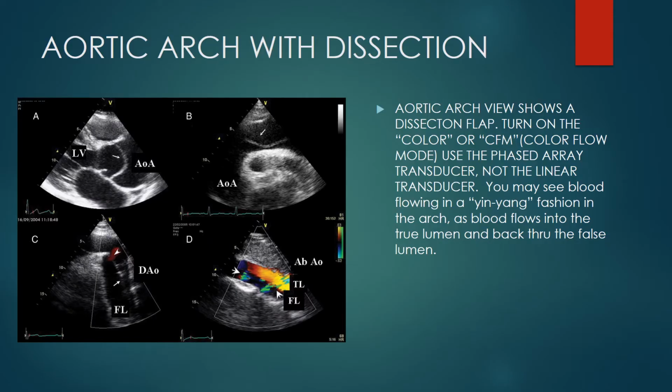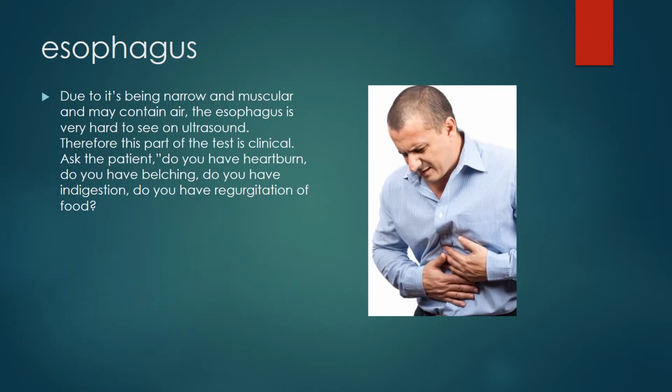Here are some pictures of the aortic arch with dissection as seen on transthoracic echo. It is important to realize that transthoracic echo is not the gold standard for detection of aortic dissection. CT angiogram and TEE are much superior, but not always available methods of imaging. The esophagus is a hollow, air-filled, or sometimes fluid-filled organ that is very hard to visualize with ultrasound, and you won't be able to see it.